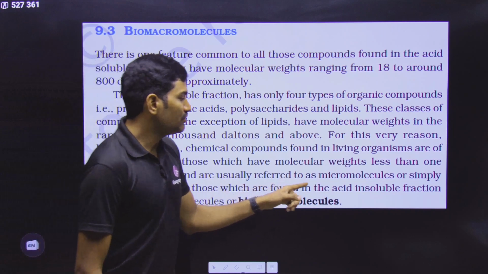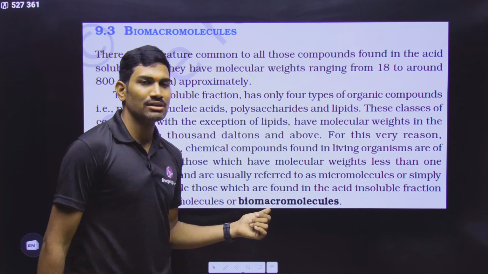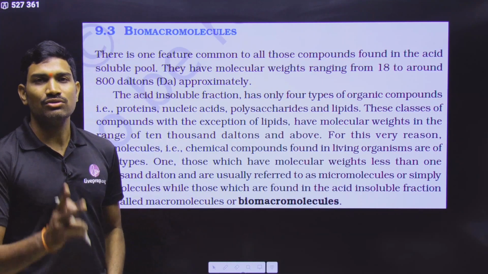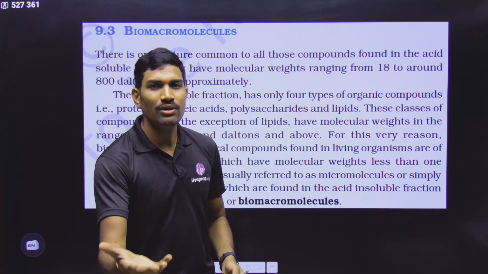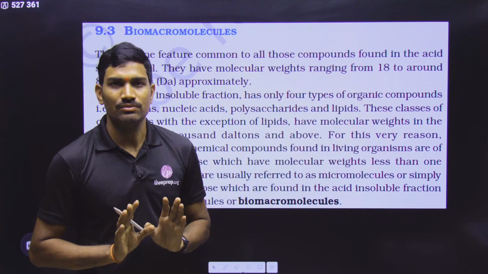While those which are found in acid insoluble fraction are called macromolecules or biomacromolecules. So in this way, two fractions: acid soluble pool, biomicromolecules; acid insoluble pool, biomacromolecules. This is what they are saying.